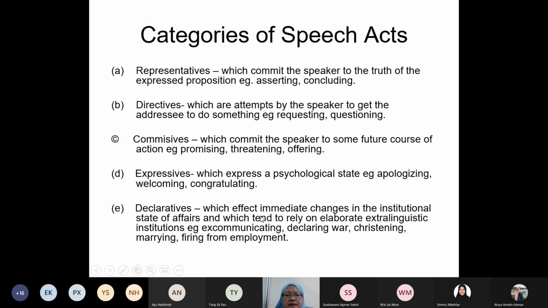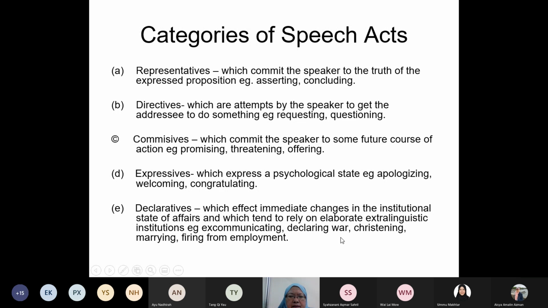Declaratives. Declaratives effect immediate changes in the institutional state of affairs, and tend to rely on elaborate extra-linguistic institution. For example, excommunicating. Excommunicating, I'm not sure about this. Is it like christening? When you're christening someone, I'm not sure, I have to check on this.